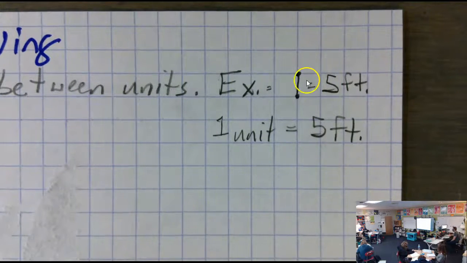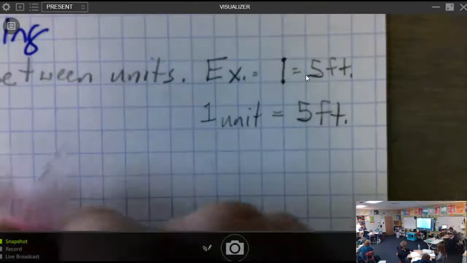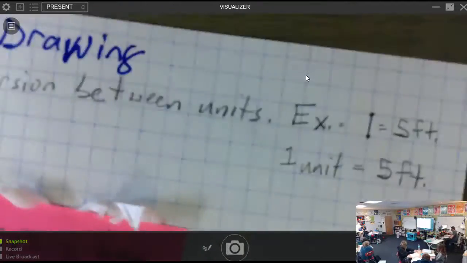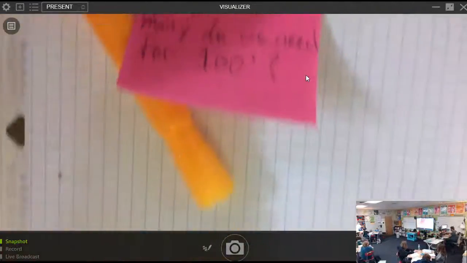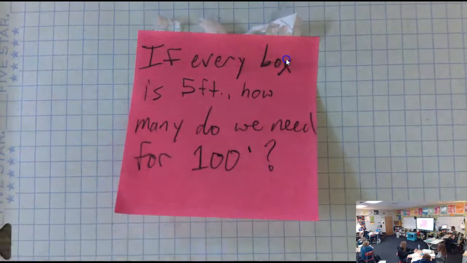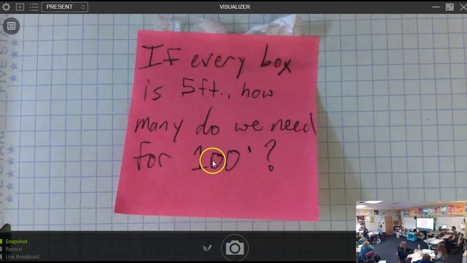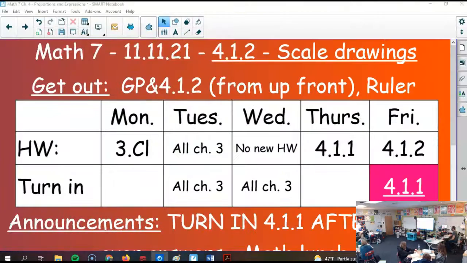Now your task with your team, because you can chat about how many boxes we're going to need to use, is to think about this: if every box is 5 feet, how many boxes would we need for like 100 feet? And don't answer that question, please, because you're going to talk with your team.